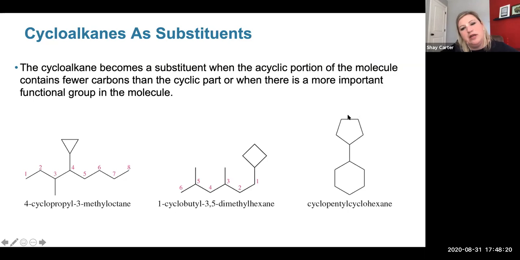And this one's kind of weird. We have cyclopentyl cyclohexane. Okay, the pentane group is the substituent, and the cyclohexane is the parent chain because it has more carbons than the cyclopentane.